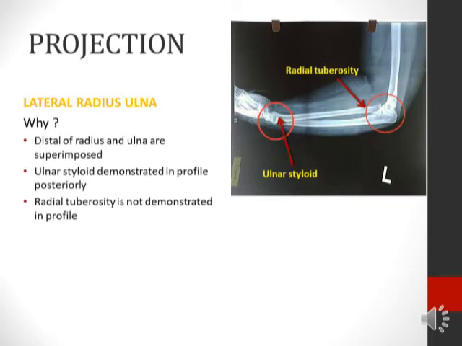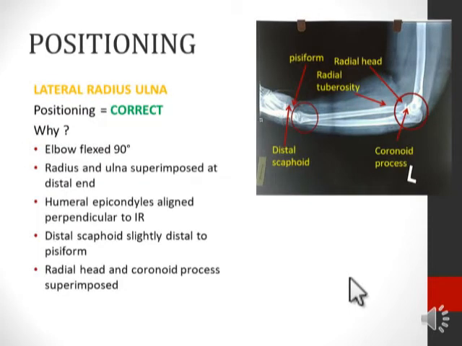So next, I am going to evaluate a radiograph of lateral radius ulna. I say so because distal of radius ulna are superimposed with each other. Ulnar styloid demonstrated in profile posteriorly. Radial tuberosity is not demonstrated in profile. So the positioning for this radiograph is correct.